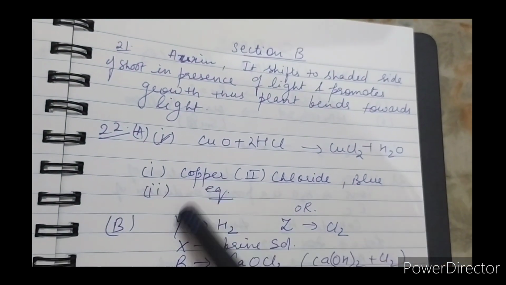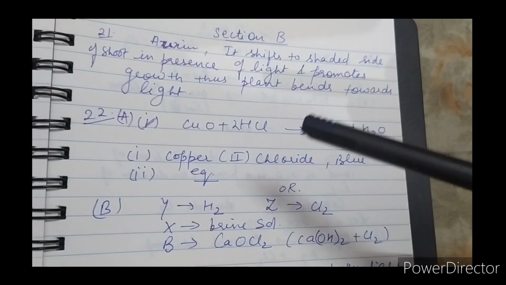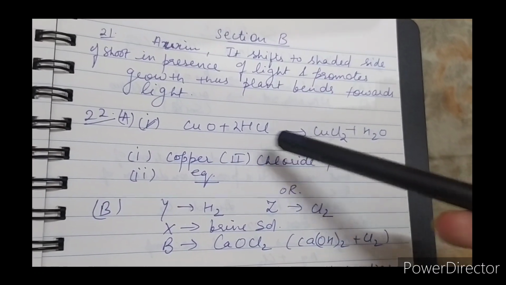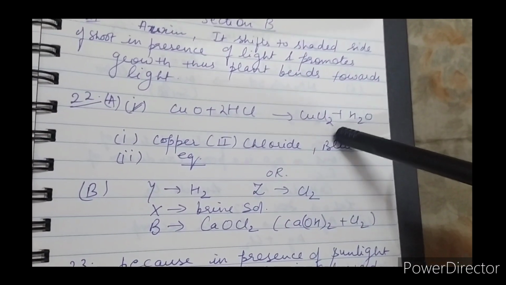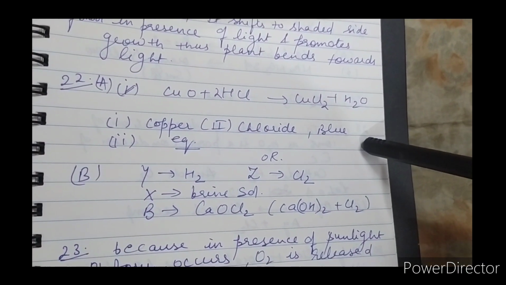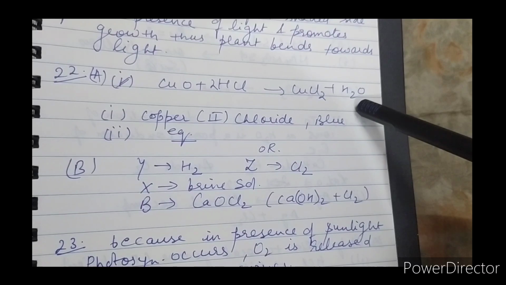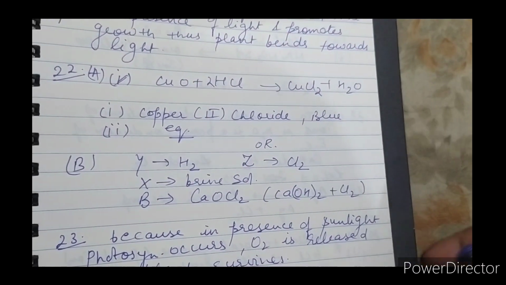Question number 22, you have an option, but I have discussed both the questions. A part, they have given you that if you add dilute HCl to copper oxide, what will be the color change and what is the name of the compound formed. Copper chloride will be formed and blue is the color. An equation I have already written that will give you CuCl2 and water, that is a neutralization reaction.